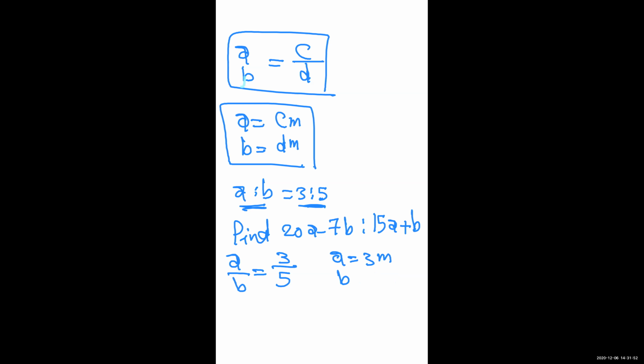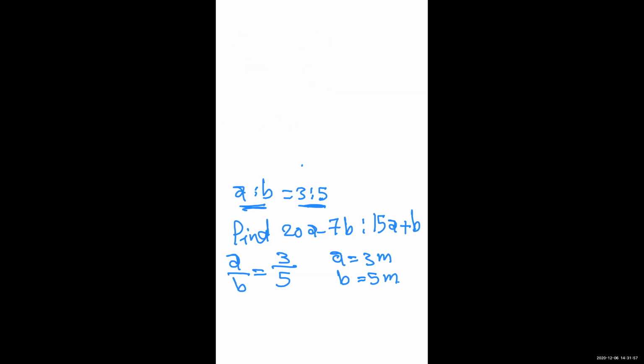So I'm going to clear this part here so that we can continue. Now, guys, 20A minus 7B over 15A plus B will equal, now A equals 3M. So 20 times 3M. Okay, so 20 times 3 means 60. So this means it will equal 60M.